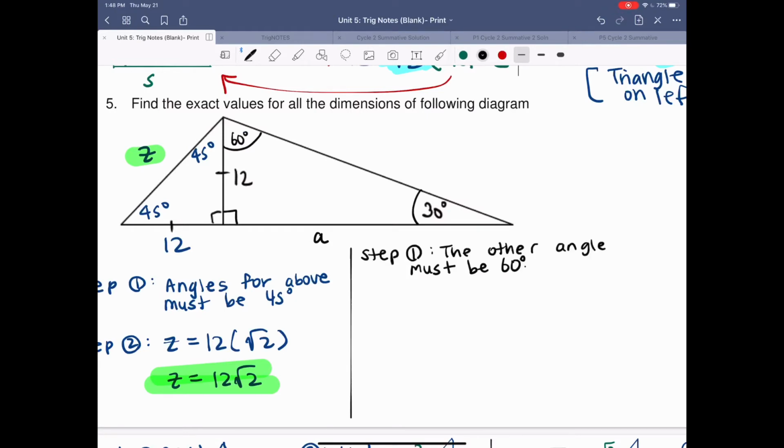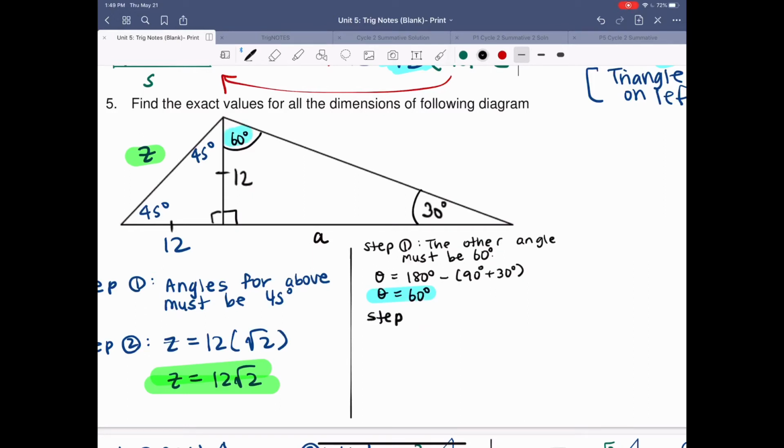So step 1, the other angle must be 60 degrees, and I did that by doing 180 minus the sum of 90 plus 30 in brackets, and so theta is equal to 60 degrees. Step 2. I have a side length of 12 right here, right?